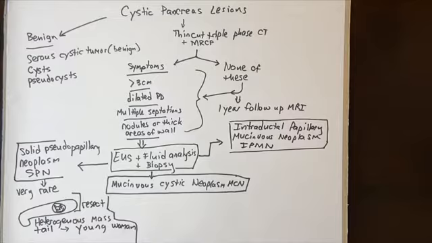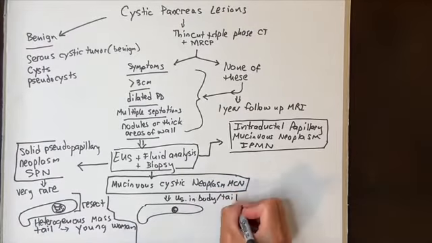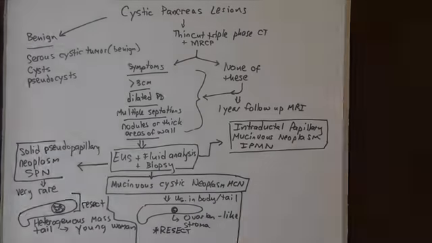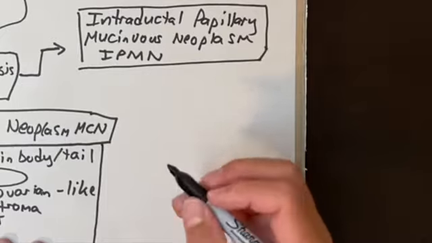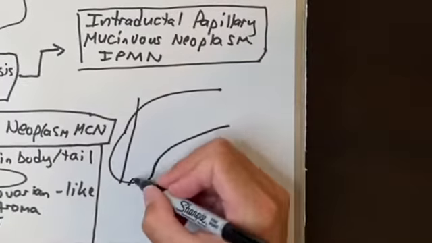The key words for mucinous cystic neoplasm, or MCN, are that they usually occur in the body and tail. A biopsy of these will show ovarian-like stroma. All MCNs should be removed, usually with distal pancreatectomy. IPMN tends to be the most common thing asked on tests, so let's focus on that.